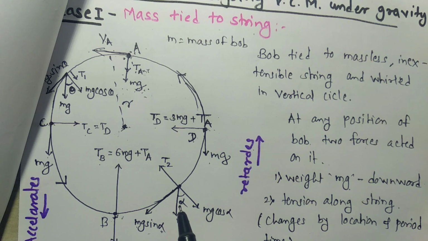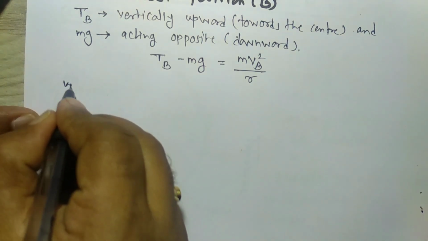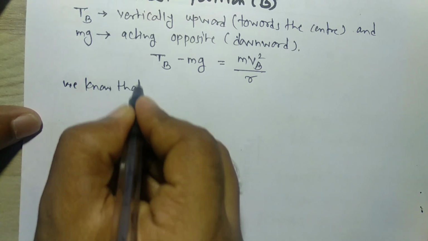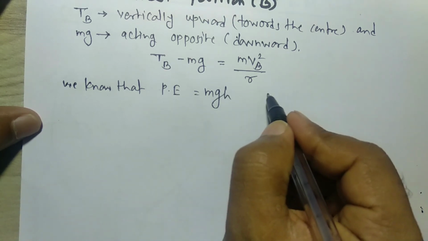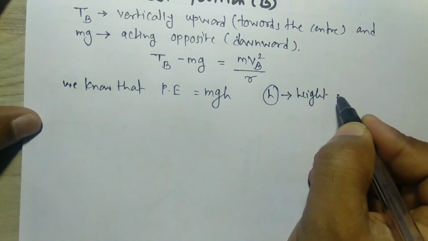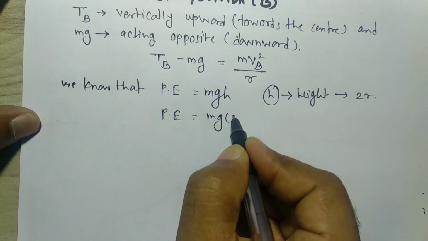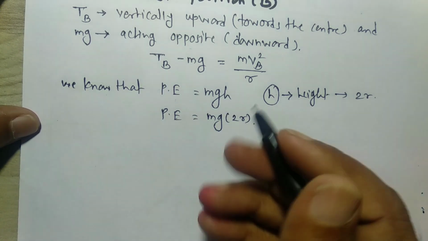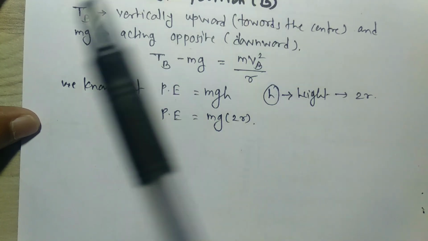Your gravitational potential energy also changes, because potential energy depends on the position or height of the particle, and we know that potential energy is equal to mgh. Right now the height changes by 2r, and therefore potential energy is equal to mg into 2r. And this potential energy is converted into kinetic energy, because we are moving from the uppermost point to the lowermost point.